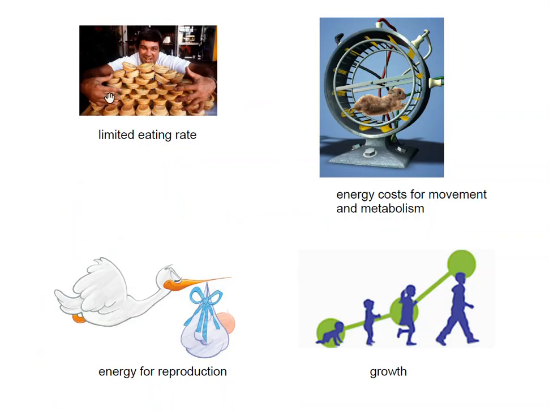Now, we also have to take account of the fact that the eating rate is limited. So we have a type of functional response curve which limits how much of the food available can actually be eaten. And we have to subtract some of the energy away for the costs of movement and metabolism of our fish, and also for the energy required for reproduction. And all that remains after that can be used for growth. So that gives us the growth rate of our individual.